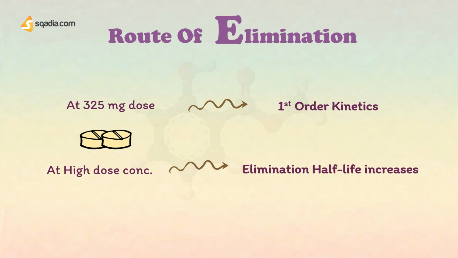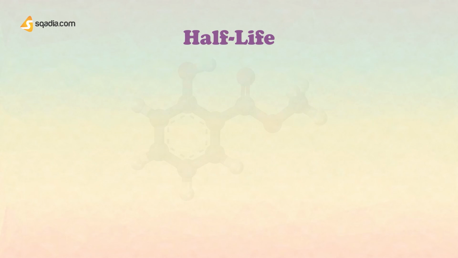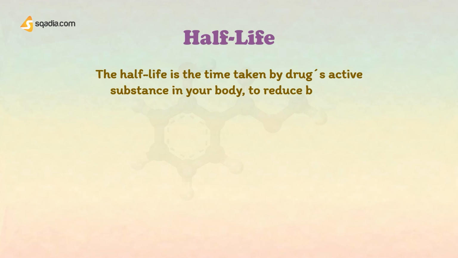For a quick review, first-order elimination kinetics means a constant proportion of a drug is eliminated per unit time. First-order kinetics is a concentration-dependent process, which means the higher the concentration, the faster the clearance. If we talk about the elimination half-life, it is the length of time required for the concentration of aspirin to decrease to half of its starting dose in the body. When we talk about the half-life of aspirin, it is the time taken by a drug's active substance in the body to reduce to its half.